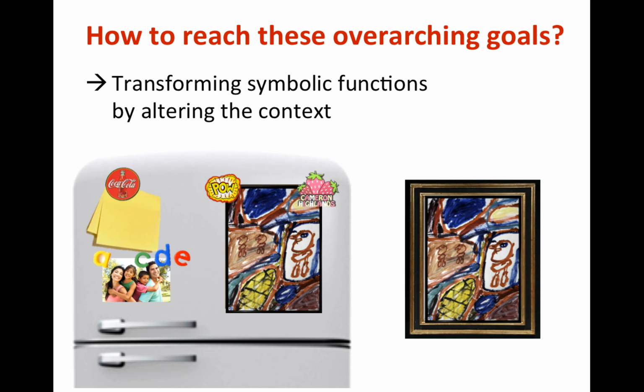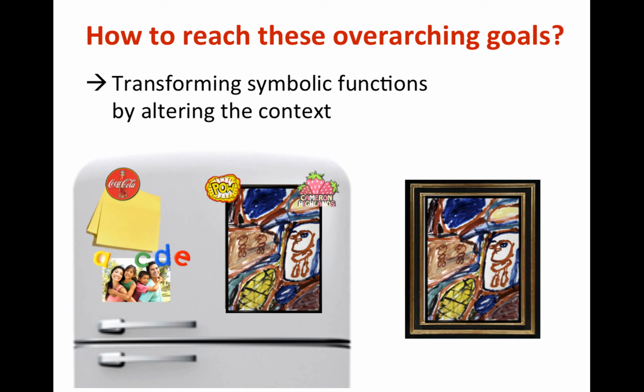So now the question we need to answer is how to reach these overarching goals. Or said another way, how we can shape flexible context sensitivity and functional coherence in therapy based on CBS and RFT. The answer is relatively simple and shouldn't surprise you at this point. Our overarching strategy is to transform symbolic functions by altering the context.